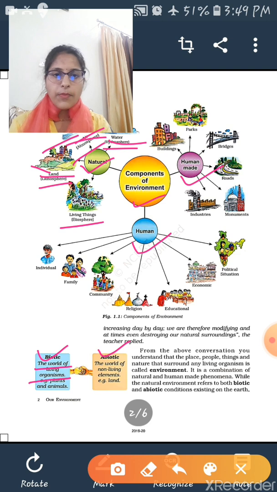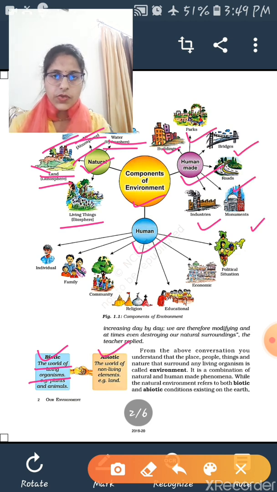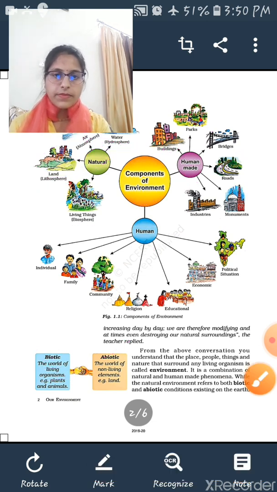Now the next component of environment is human made. Here are examples of human made components: buildings, parks, bridges, roads, monuments and industry. Now the last one is the human component. Human components reveal the activities and creations of human beings. This includes not only the roads and parks but also political, social and economic conditions.